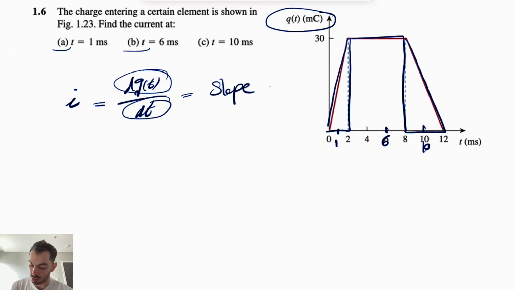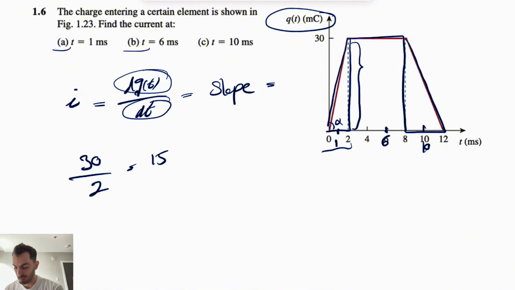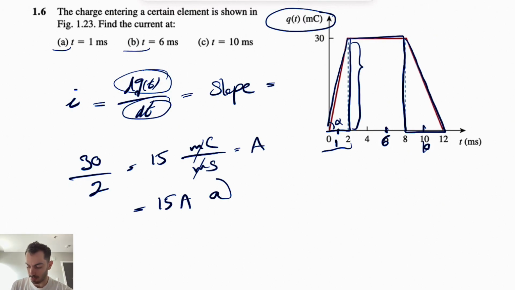So let's start with the first one. If we look at this right triangle, we know the slope is also the definition of the tangent. If we just call this angle alpha, tangent of alpha would be the opposite over the adjacent. So for the A part, we basically have 3 over 2, which is going to be 15. For our unit, we're going to have millicoulomb over millisecond. Milli will be canceled, and this is going to give us the amp. So the answer for the A part is 15 amp, and that's it.